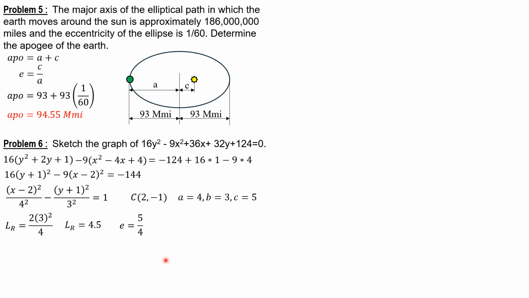Eccentricity is c over a, so 5 over 4. The distance of the directrices from the center is a squared over c, 4 squared over 5, so 16 over 5, and in decimal that's 3.2.